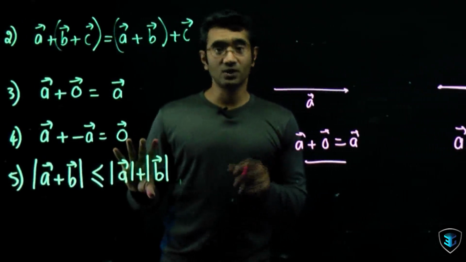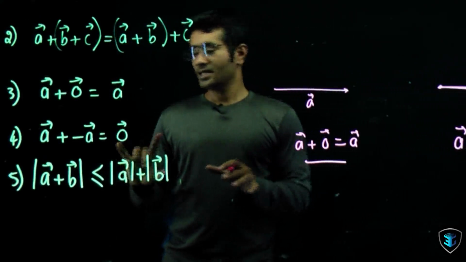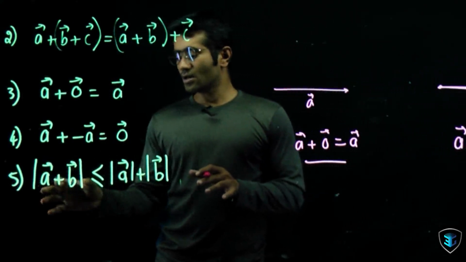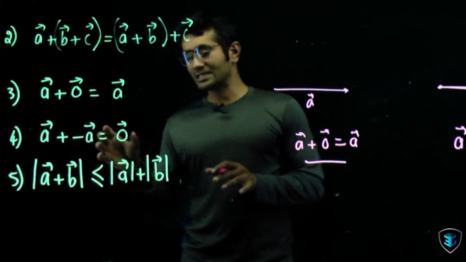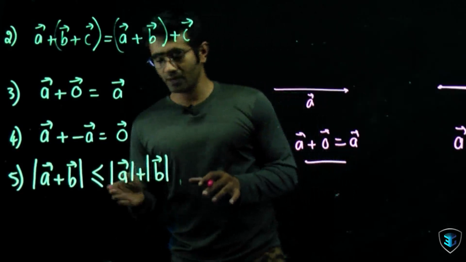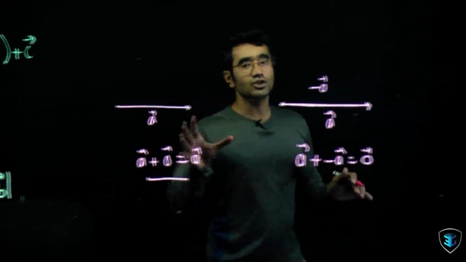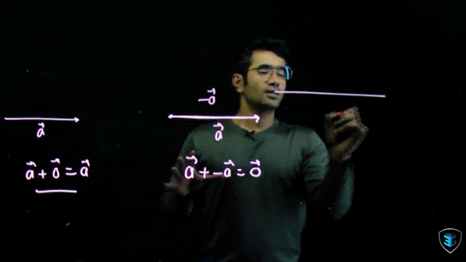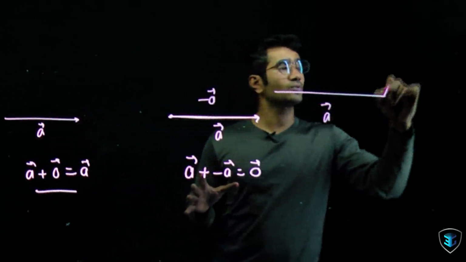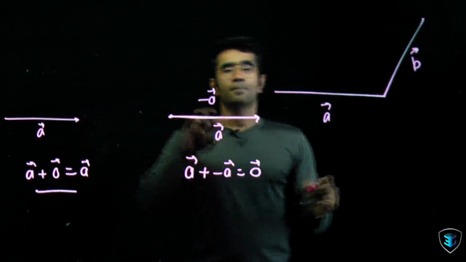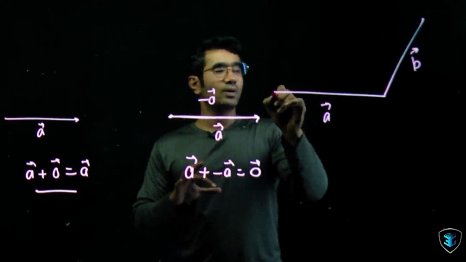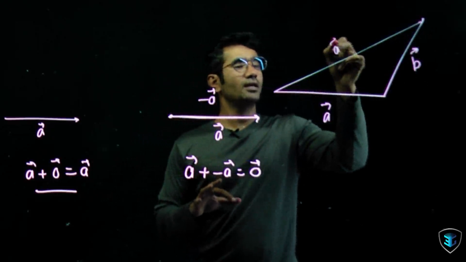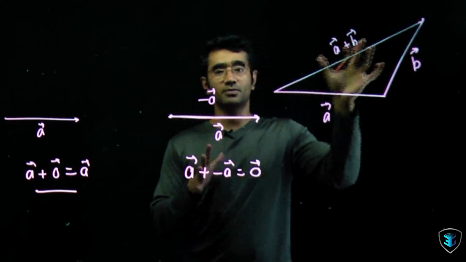For this, I would definitely want to use the graphic diagram. It says the modulus of vector A plus B is always less than or equal to the modulus of vector A plus the modulus of vector B. Now, if I have to draw that, let's suppose that's vector A, and let's say that's vector B. If I add vector A and B, what I get is this. This is vector A, and this is vector B, A plus B basically.